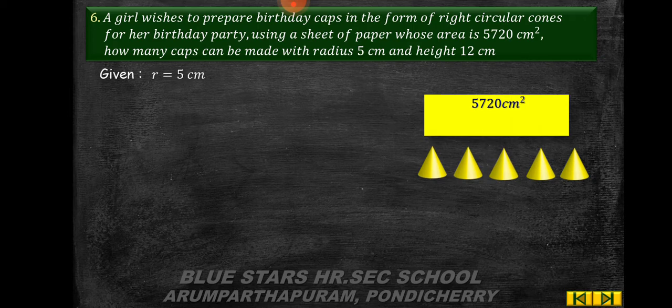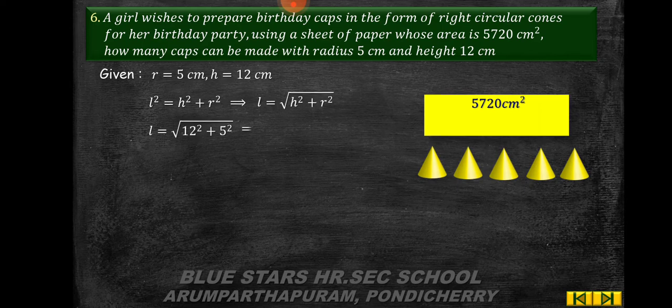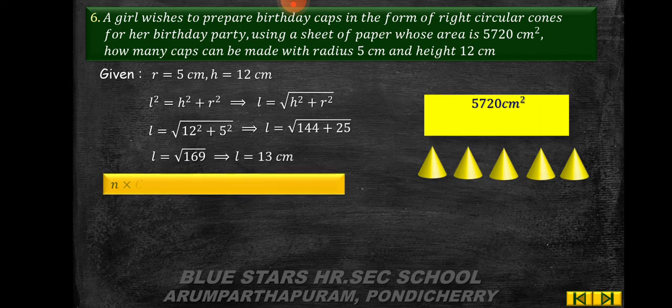So given R is equal to 5 centimeter, H is equal to 12 centimeter. L square is equal to H square plus R square. So L is equal to root of H square plus R square. L is equal to root of 12 square plus 5 square, which implies L is equal to root of 144 plus 25. L is equal to root of 169. Therefore, the value of L is equal to 13 centimeter.